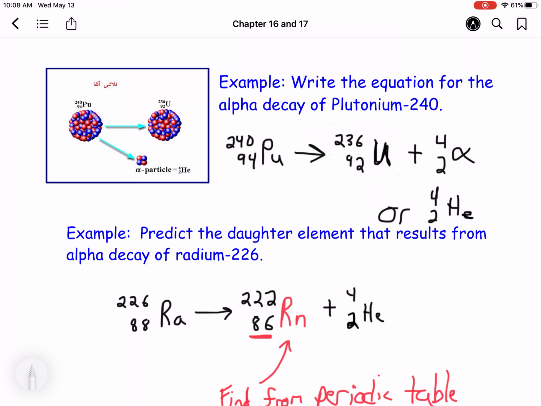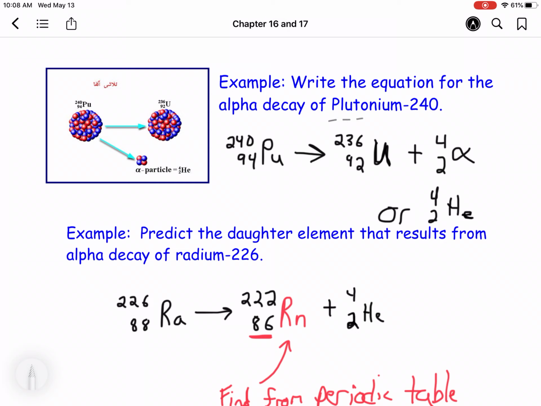So you notice that the top numbers, the 240, 236, and 4 have to balance out, right? So an alpha particle is 4 in total and 2 protons, right? So the 4 in total is telling me that it is 2 protons, 2 neutrons, and there's 2 protons involved. And these have to balance. So 240 on this side has to remain. Like we can't just disappear neutrons and protons. They have to all stay the same.